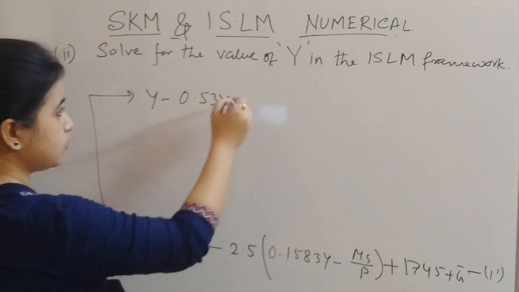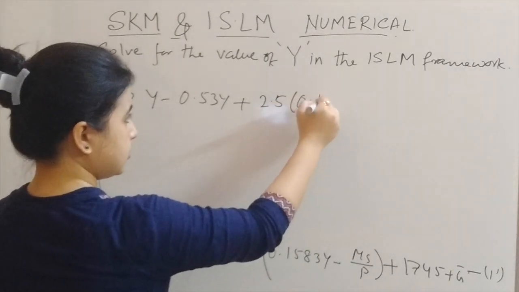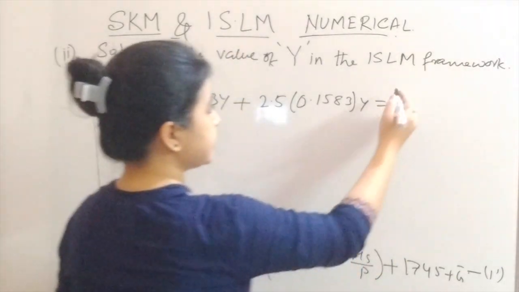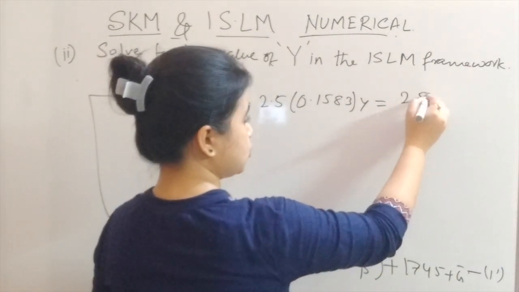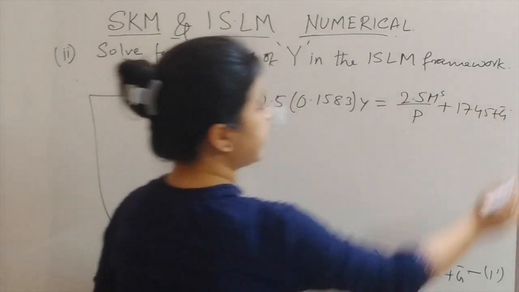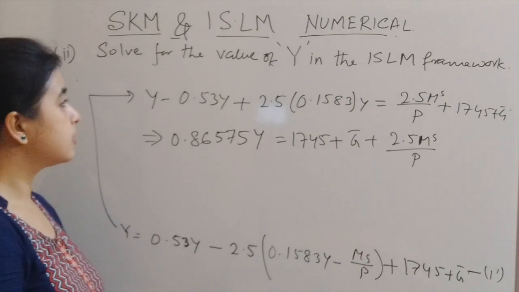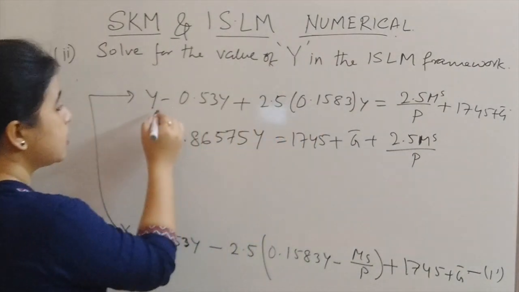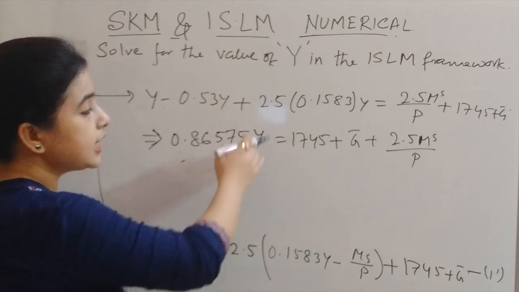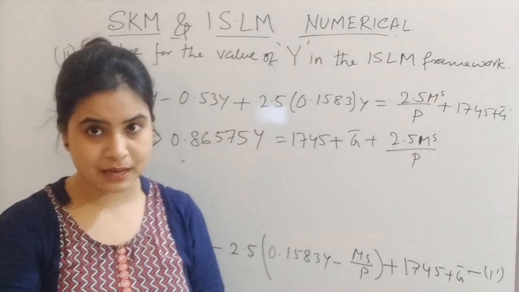So here we have this, and we have 83 into y, and this side is 2.5 ms by p, 1745 plus g bar, right? So this is the value, and after substituting this equation we have this value, that is 0.86575 y equal to 1745 plus g bar plus 2.5 ms by p.